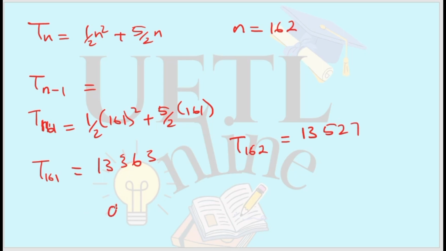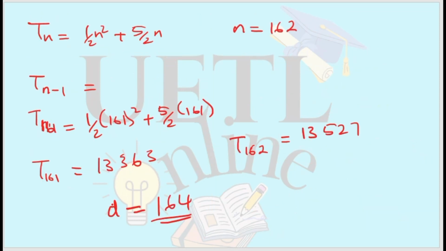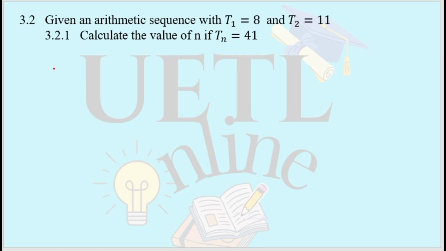Our difference is equal to, we just have to subtract these numbers. So I'm sure we get 164. This will be our difference. Our question says which number must be added. This is the number, so we should add 164. Let's go to our next question.